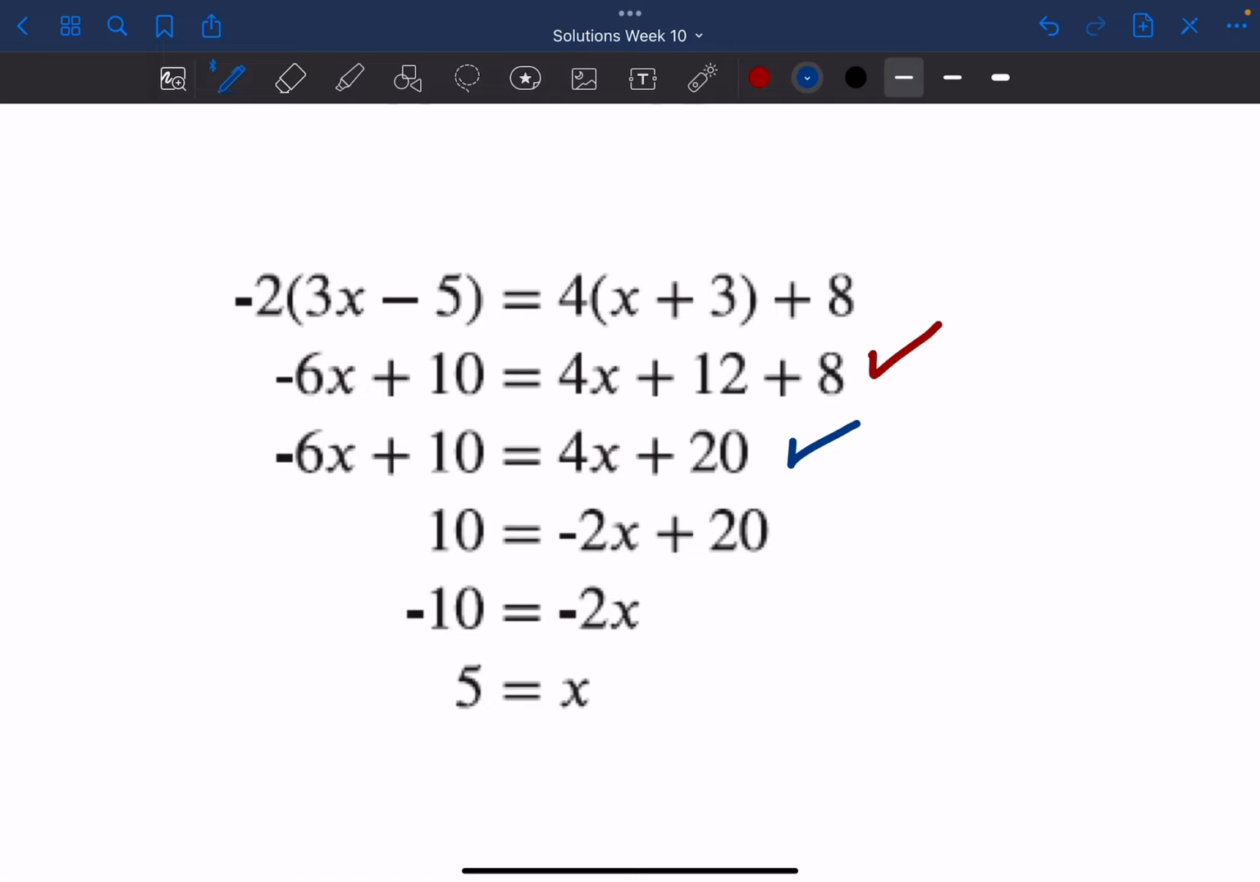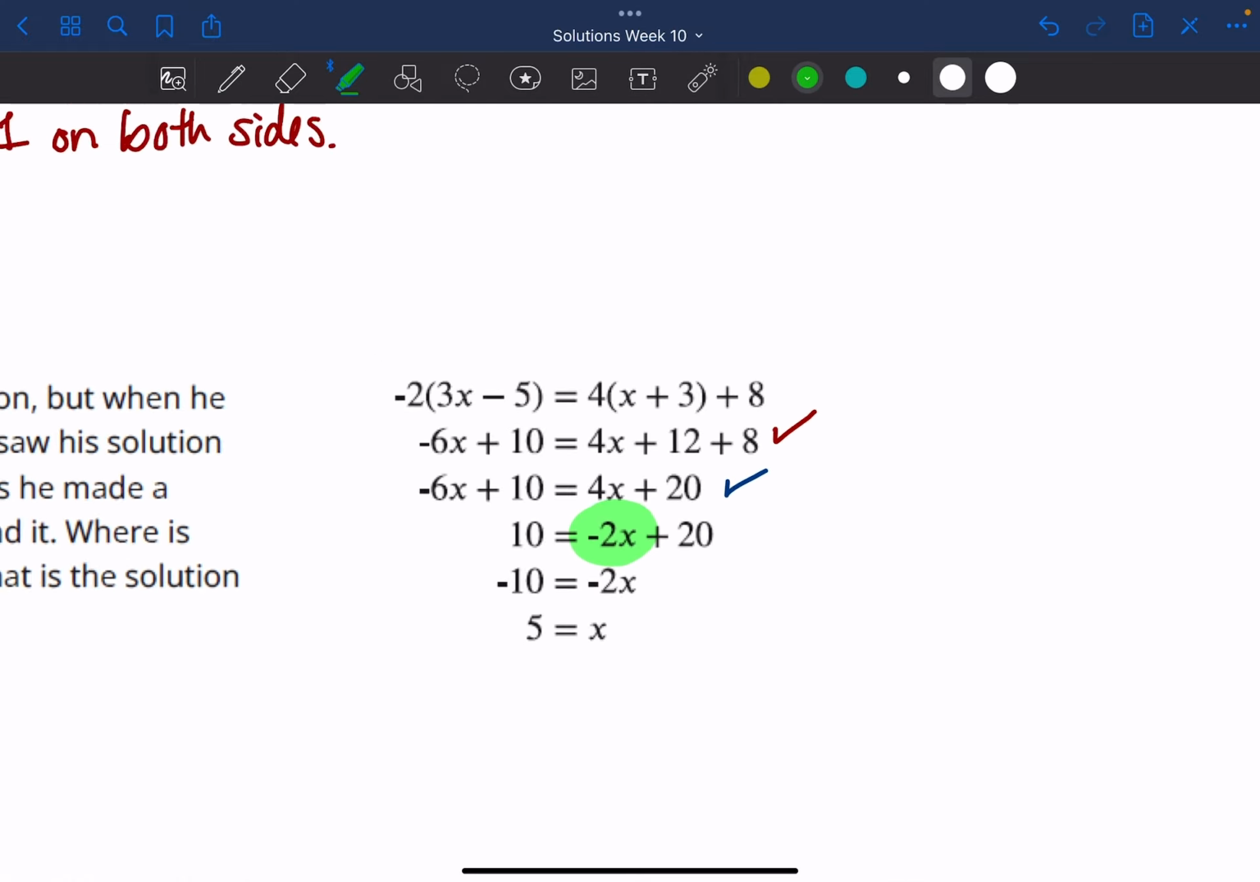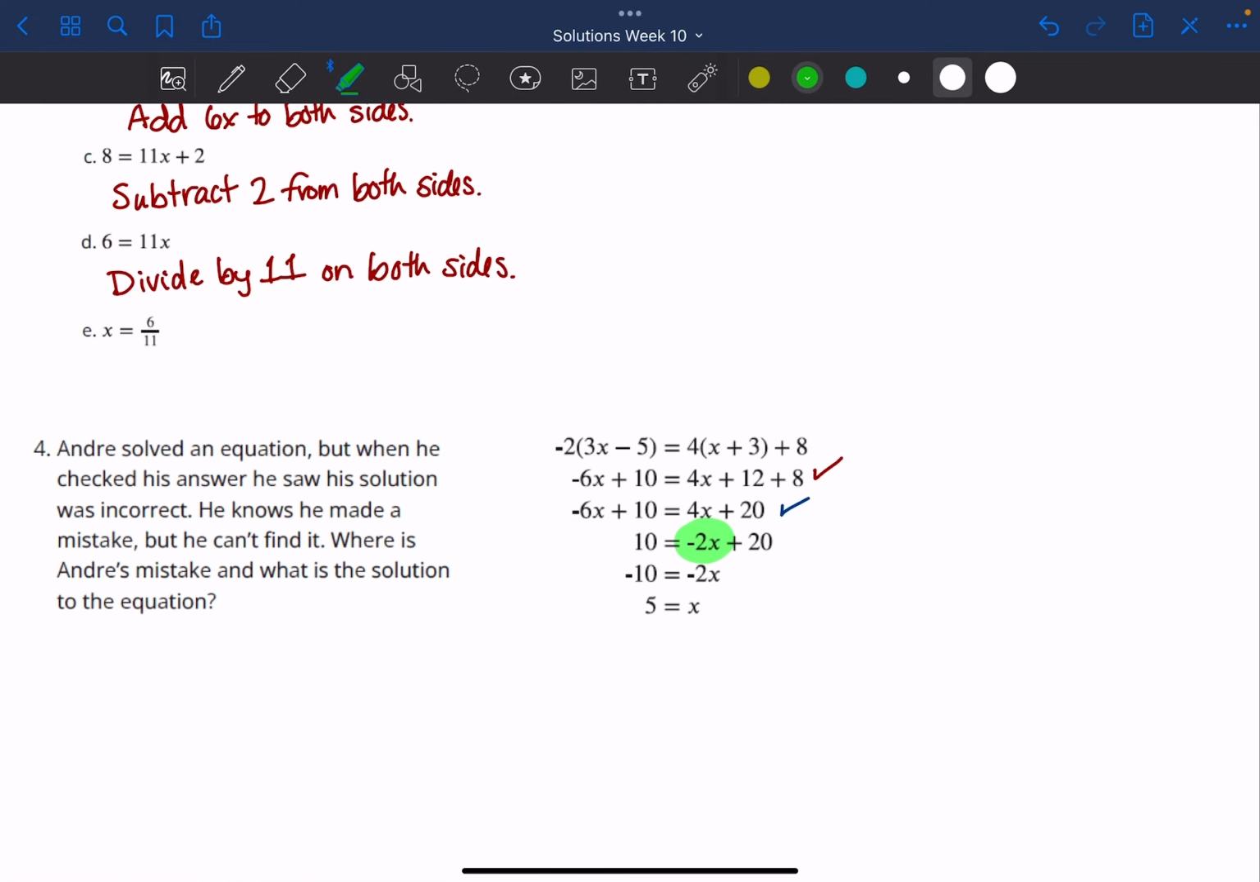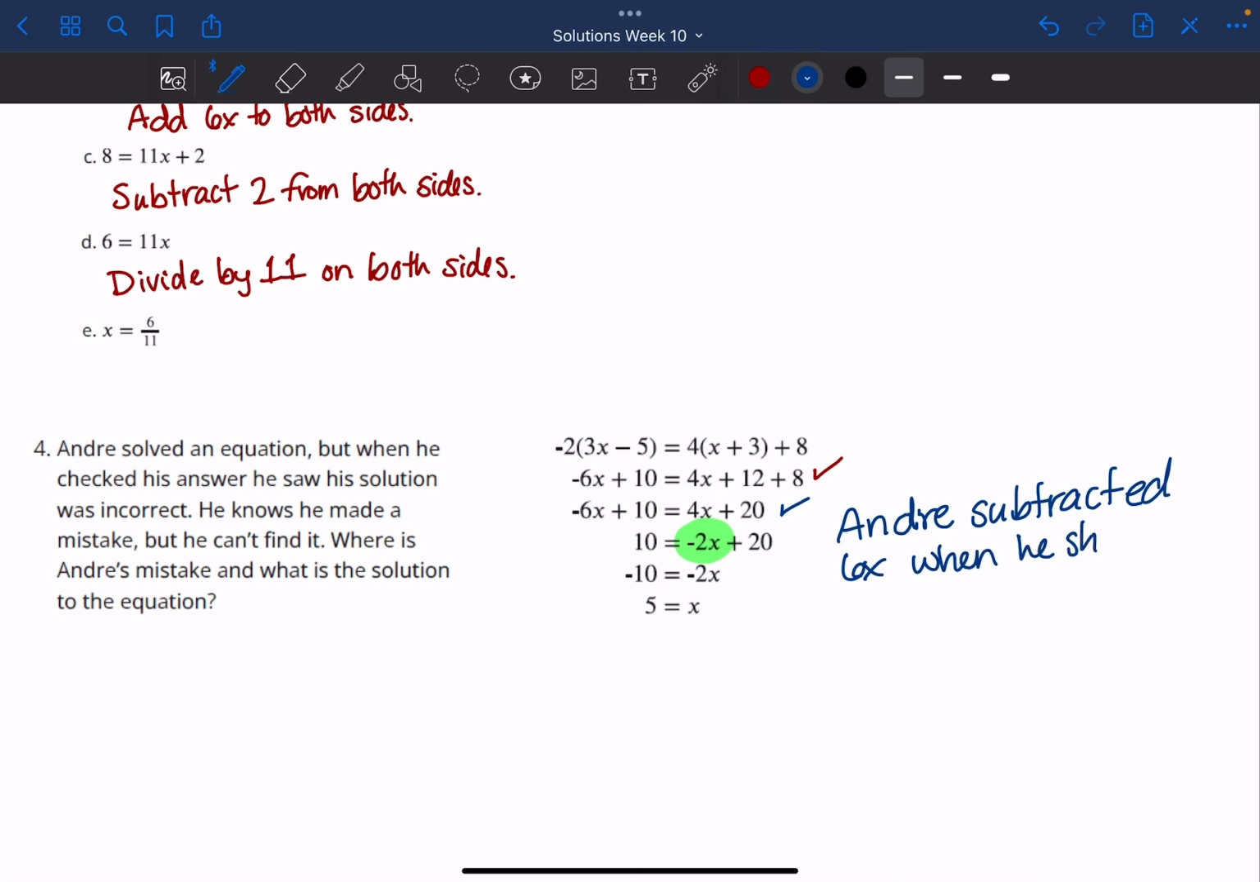So I am actually going to highlight this negative 2x because that is incorrect. So we're going to say, Andre subtracted 6x when he should have added it.